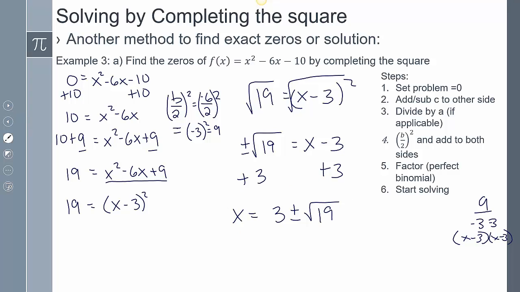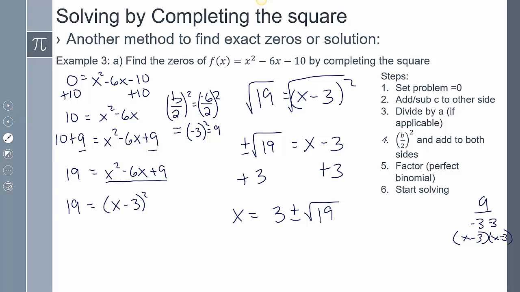So the first thing I did here is I set the problem equal to 0, which is what I did here. Then I added and subtracted c to the other side, so I got rid of this c here, so I added it to both sides there. Then I divided by a. If there was an a here, I need to divide by it. There wasn't any, so I didn't worry about it.